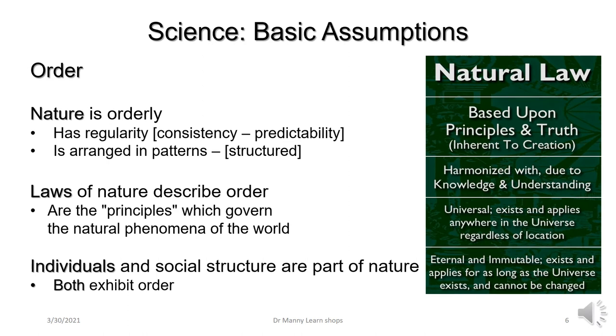So let's consider some of the basic assumptions that are advocated by science. Science advocates that there's order. There's a natural law. Nature is considered orderly. It's got regularity, which means it's consistent and it's predictable. And it's arranged in patterns, so it's very, very structured. The natural laws, or the laws of nature, describe order. And there are principles. And the principles govern natural phenomena of the world. That's how science sees it. Individuals and social structure are part of nature, so therefore both exhibit order.